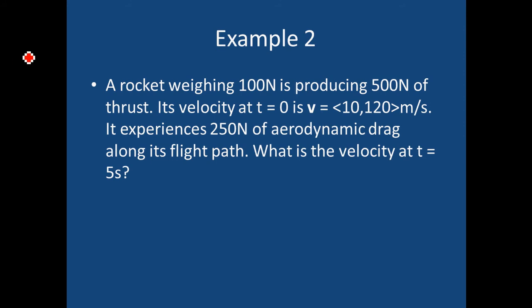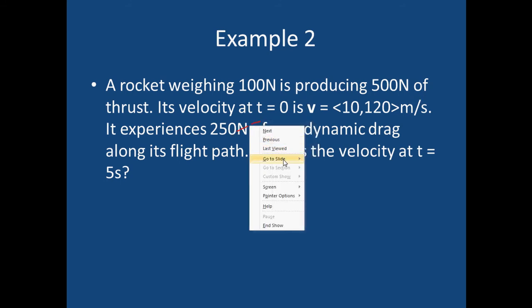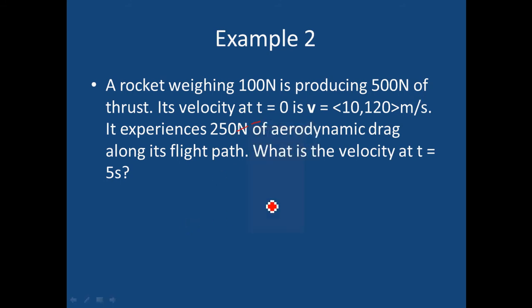Here's example 2. This deals more with Newton's second law. So we have a rocket weighing 100 newtons, and it's producing 500 newtons of thrust. Whoops. Undo. Okay. So at initial time, it has that velocity, which is a vector.